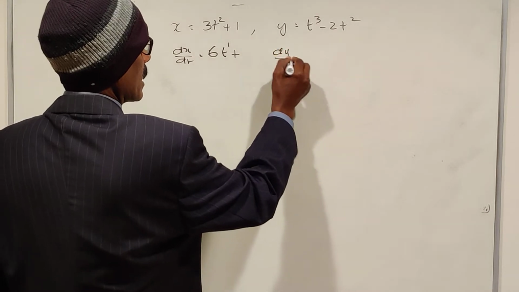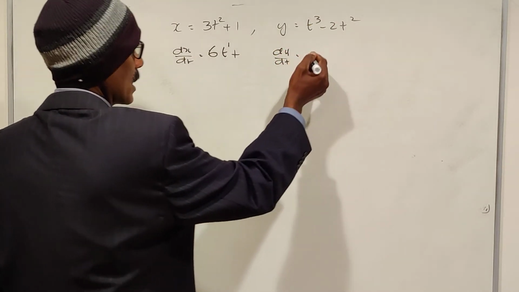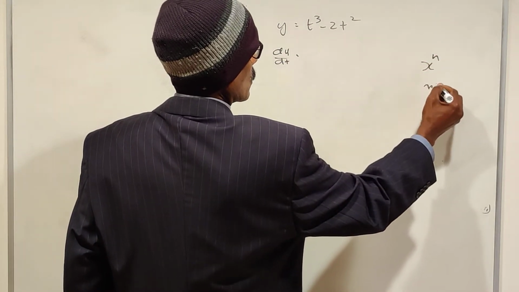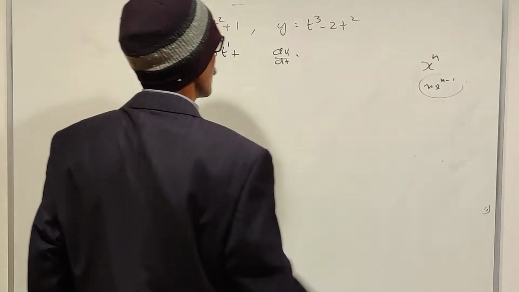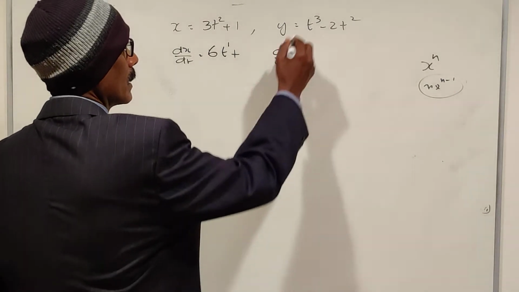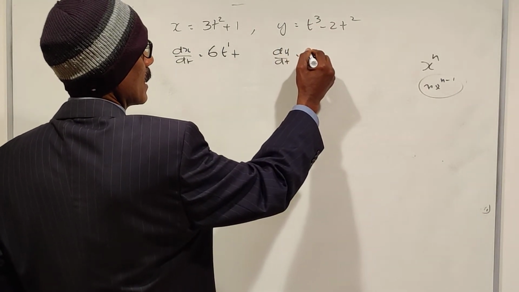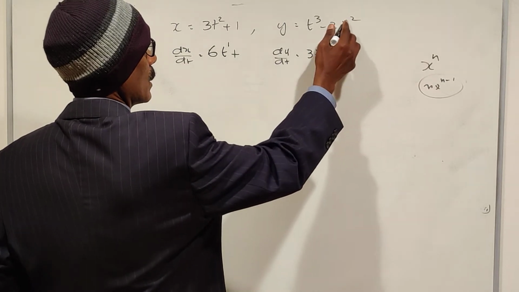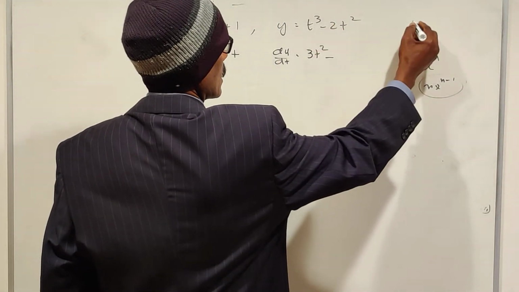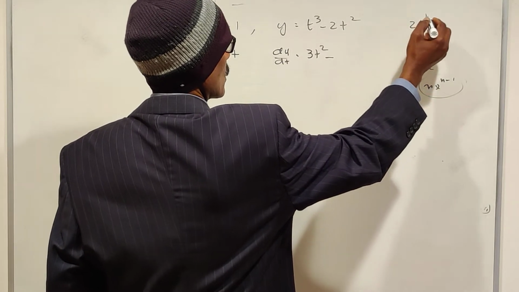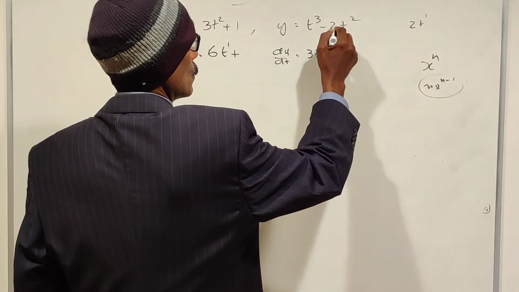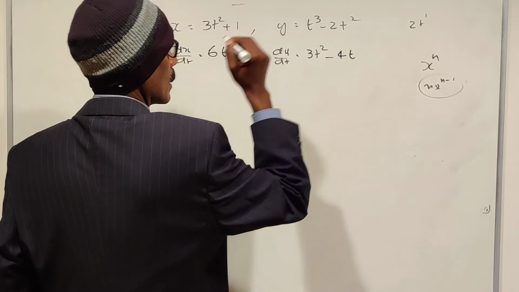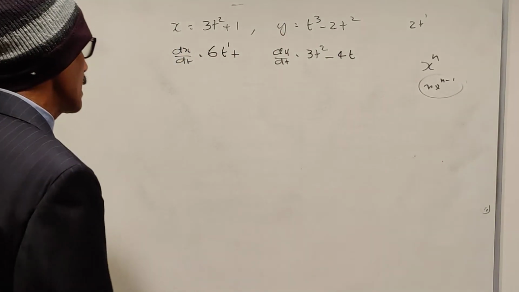Then here dy by dt equals, what is the derivative of t cube? The derivative of x raised to n is n x raised to n minus 1. This is the formula we are using now. The derivative of t cube is 3t square, minus 2, a constant, into the derivative of t square, which is 2t raised to 2 minus 1, that is 1. So 2 into 2, 4, t raised to 1. So that is dy by dt.